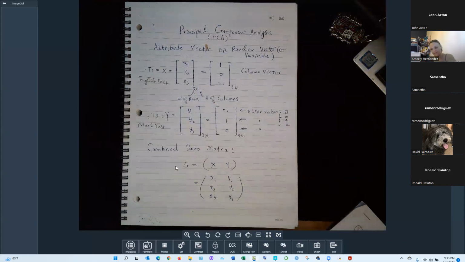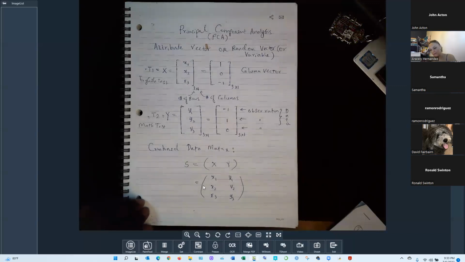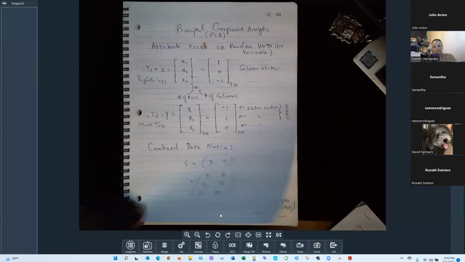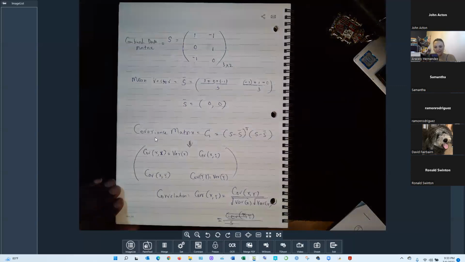Okay, so I'm going to combine this data in one matrix. So now we have 3 rows and 2 columns.